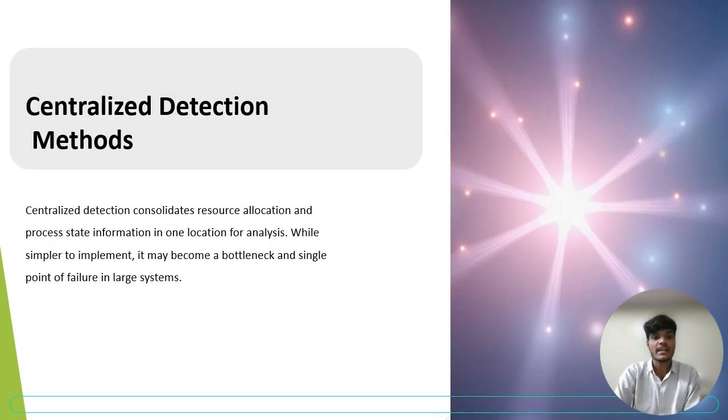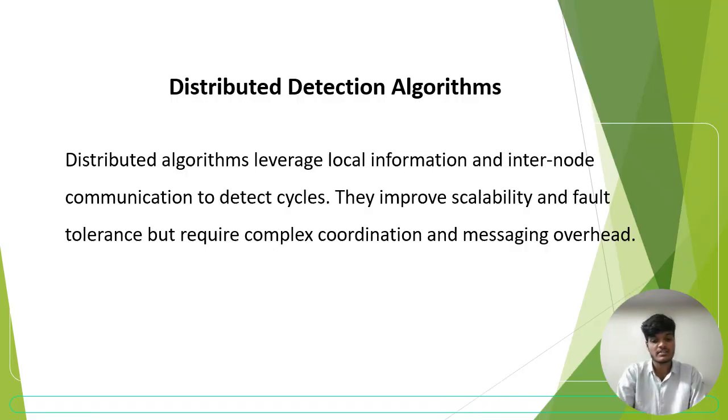Next, centralized detection methods. Centralized detection consolidates resource allocation and process state information in one location for analysis. While simpler to implement, it may become a bottleneck and single point of failure in larger systems.